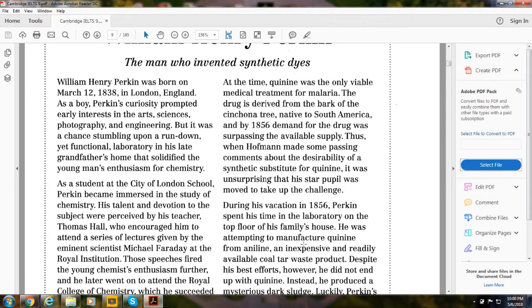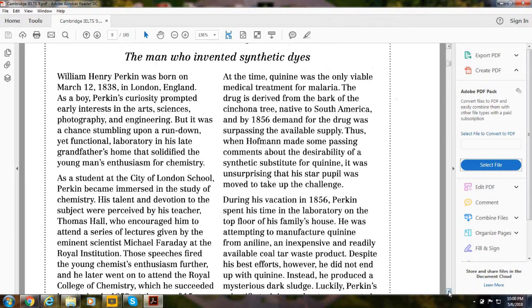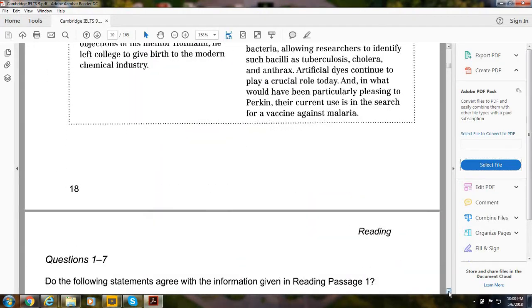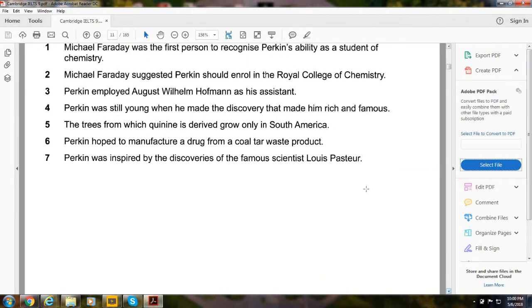So basically he was attempting means he was hoping to manufacture quinine from aniline, an inexpensive, readily available coal tar waste product. So definitely it's matching again with the question, so your answer would definitely be true this time as well. So I guess everything would be going right for everybody here.